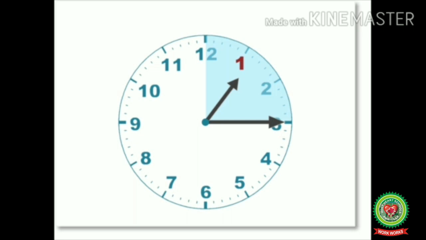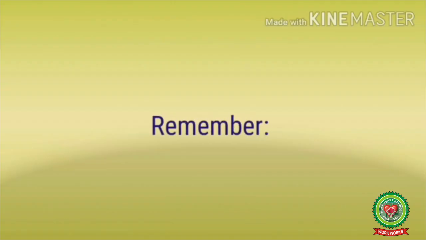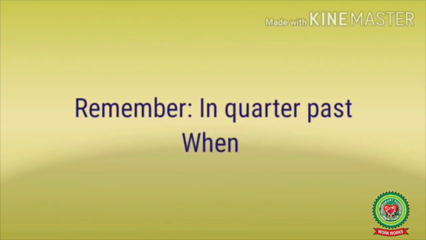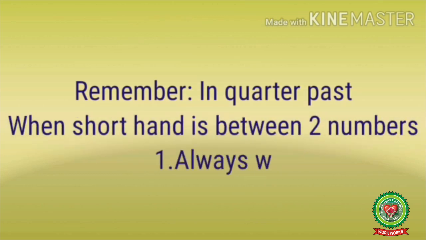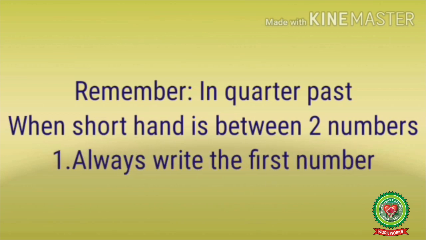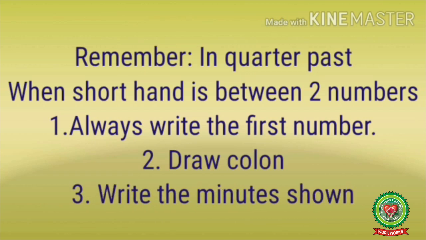And after which hour has a quarter passed? A quarter has passed after 1 o'clock. So we can write quarter past 1, or we can also write 1:15. Now children, remember, in quarter past, when the short hand is between two numbers, always write the first number first, draw a colon and write the minutes shown.